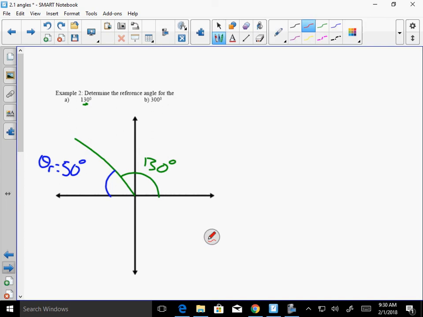Next one is 300. Am I going too fast? Slow down. Okay. We're doing that right now. All right, next one is 300. So that's somewhere in here. That's 300 degrees there. So my reference angle coming off the x-axis is 60.